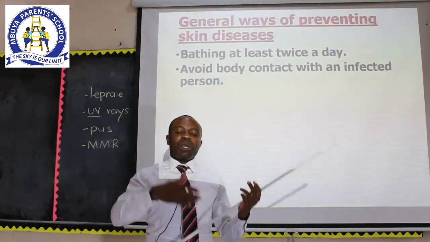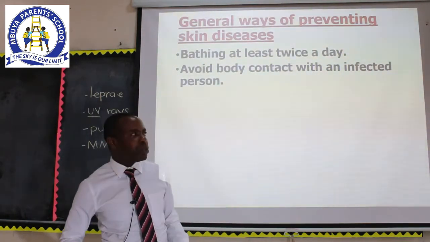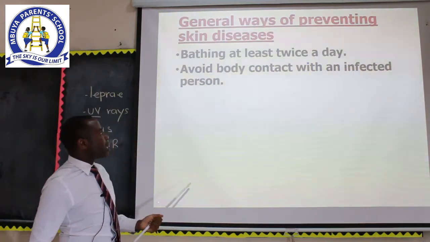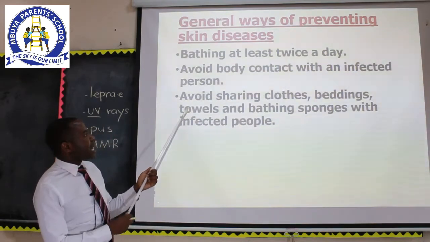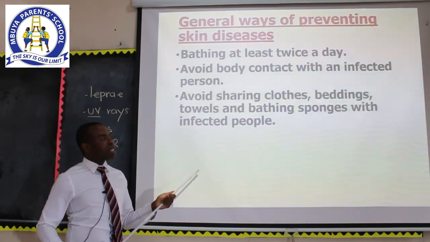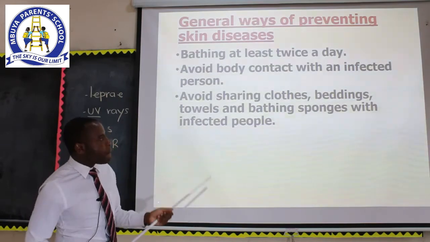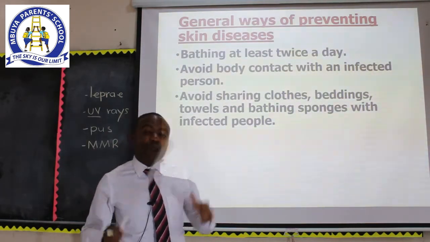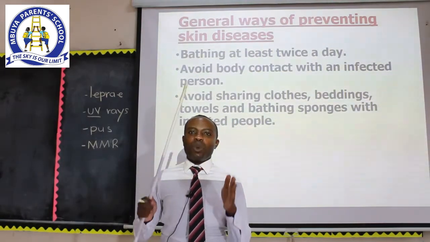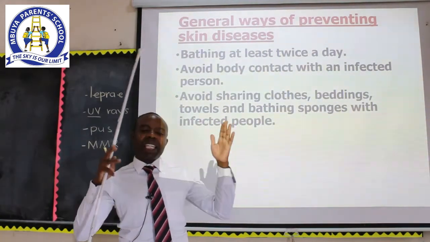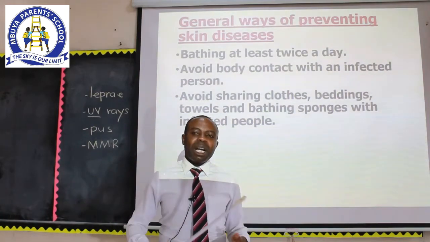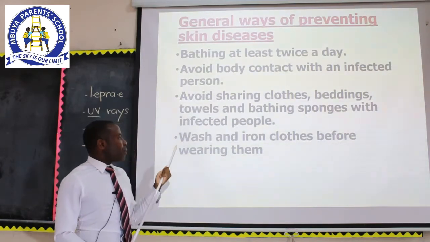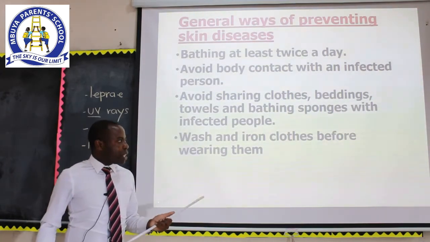When you see someone with one of the signs that I've talked about, make sure you are never in close contact with that person. We have got sharing of clothes. It is not good to share clothes, beddings, towels, and bathing sponges. But if you are to do it, then you are supposed to wash the clothes, and after washing the clothes, you iron them, you put on those clothes. We have washing and ironing clothes before wearing them.